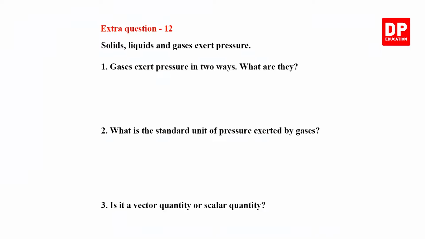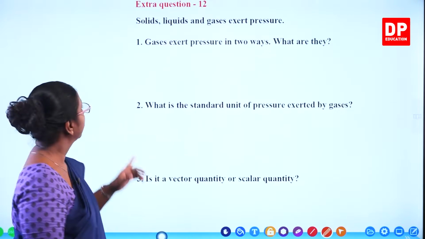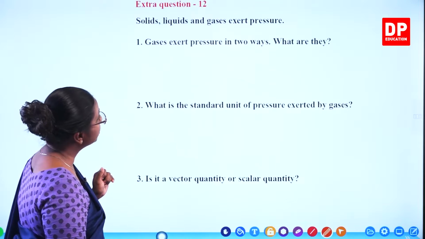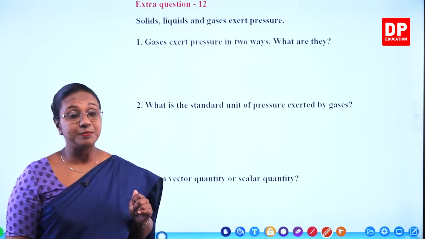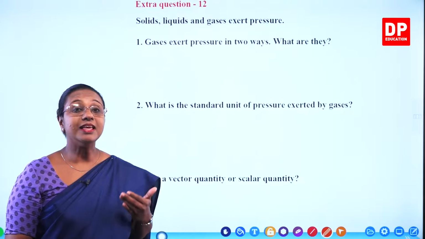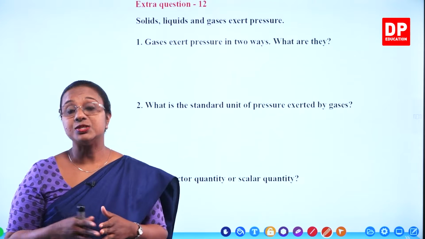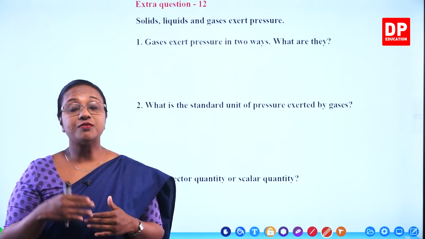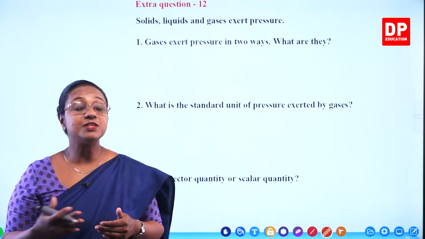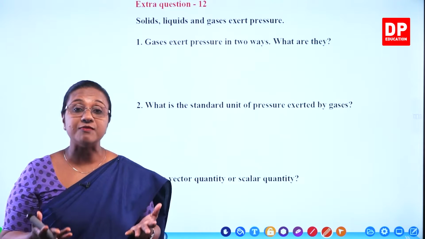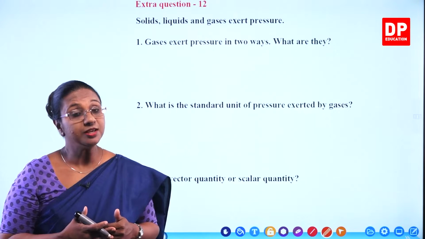Extra question 12. Solids, liquids and gases exert pressure. Gases exert pressure in two ways. What are they? What are the ways in which gases exert pressure? One way, they exert pressure due to their weight. Like the solids as well as liquids, the height of the liquid column that exerts the pressure, similarly gases also exert pressure due to their weight. Weight is the force, so force over unit area will give rise to the pressure.